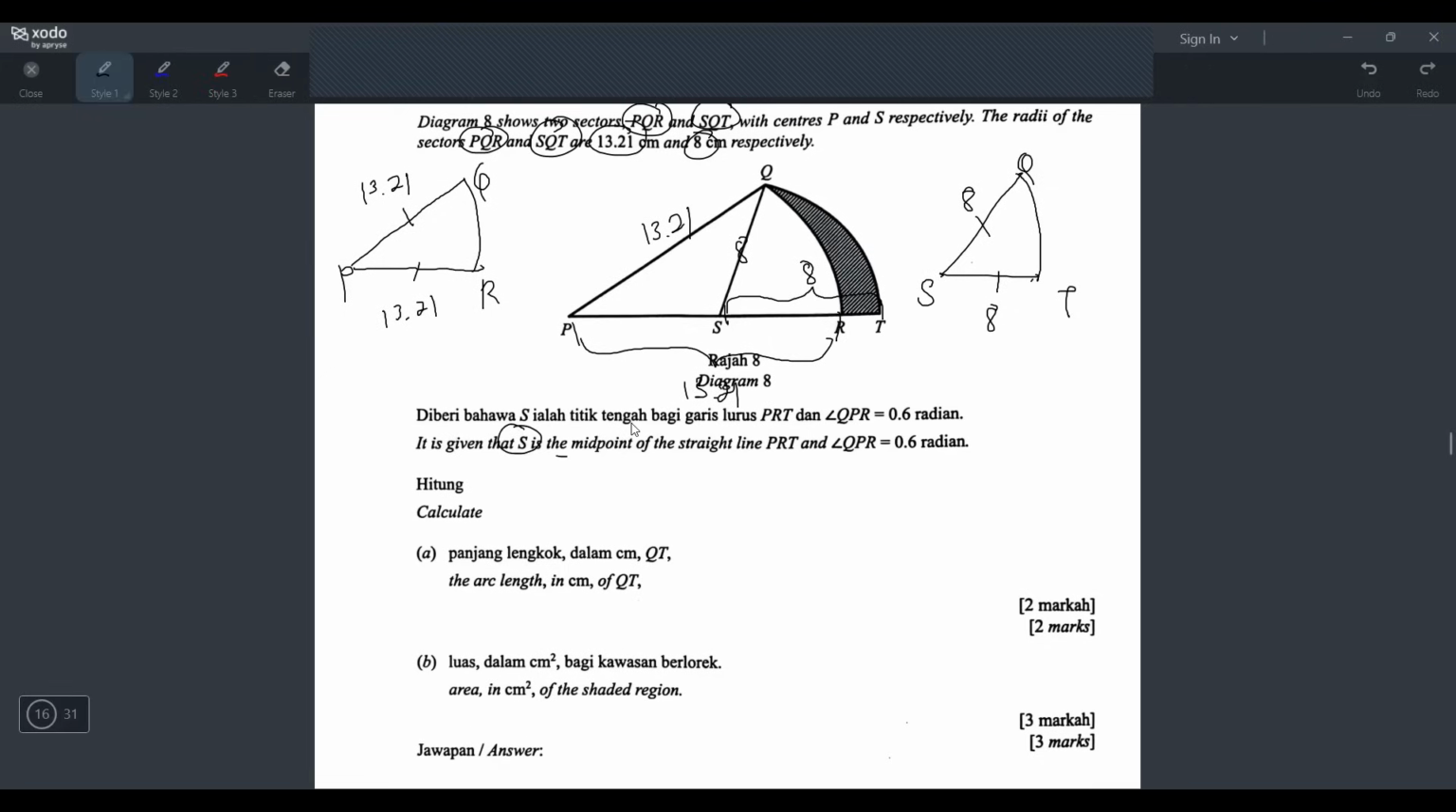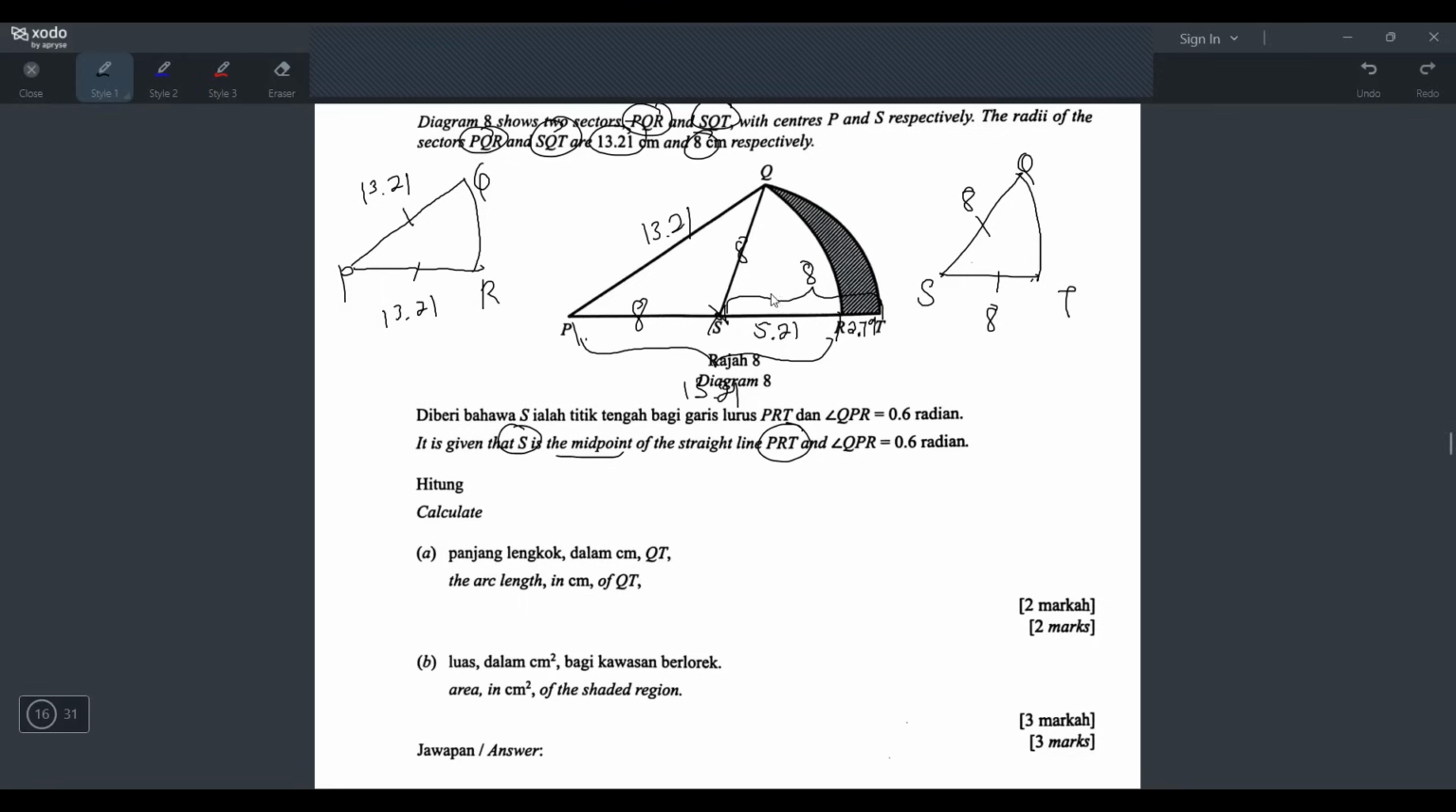All right, let's keep reading. It is given that S is the midpoint of straight line PRT. Wow, S is the midpoint of PRT. It means this is 8 also, because if S is in the middle, the distance here and the distance here are the same. So this one is 8 also. And if this is 8, I can find the distance here: 13.21 minus 8. If you press, you get 5.21. So that would be the distance from S to R. And you can also calculate the distance of RT, which is 8 minus 5.21, which gives 2.79. It means this small distance here is 2.79.